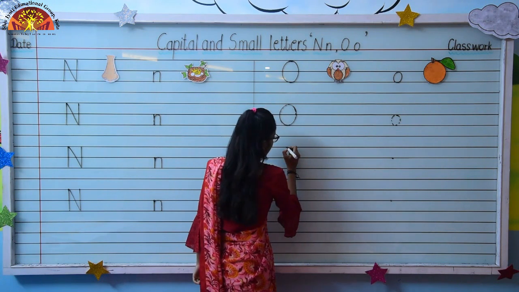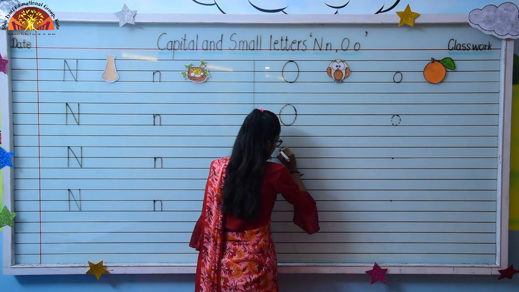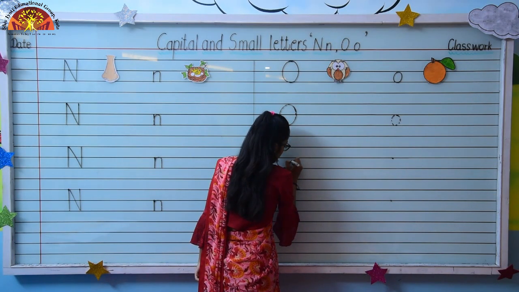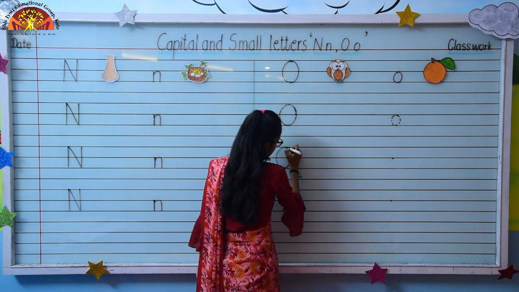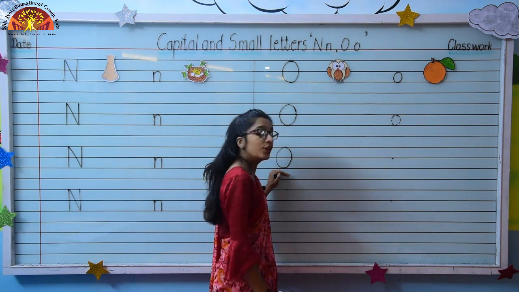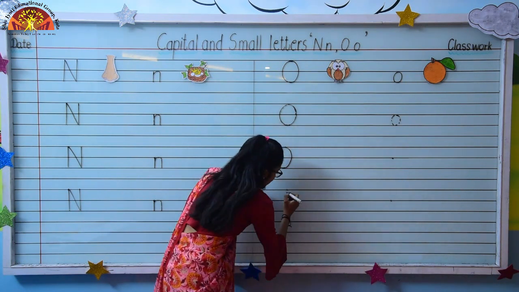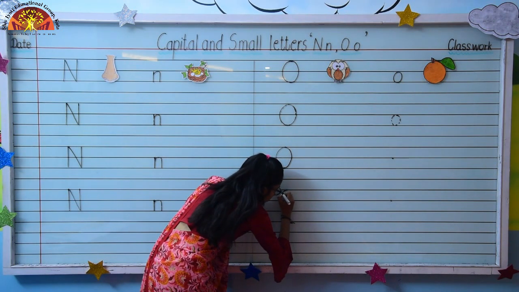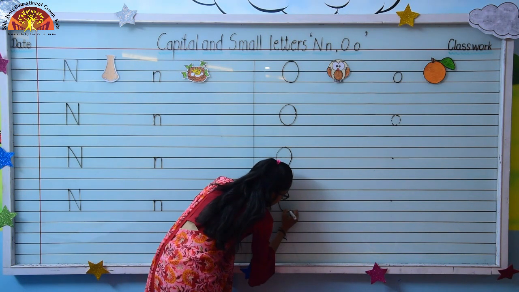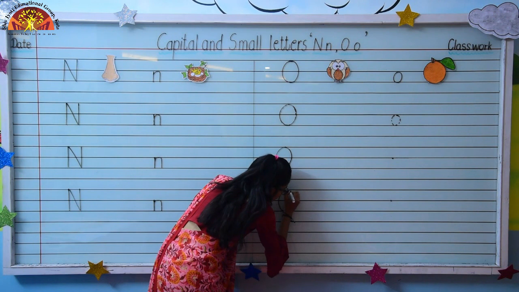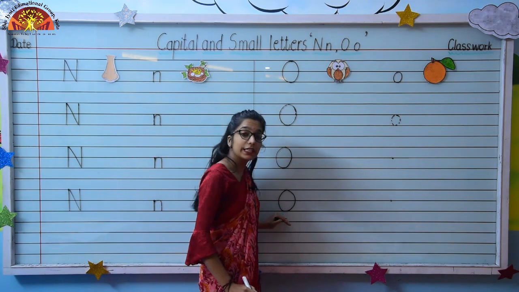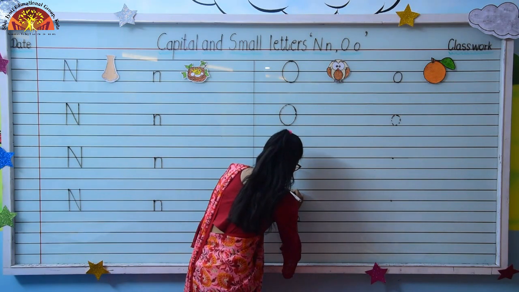Look here. Make a long curve. One more long curve in the opposite direction and join. This is capital letter O. Let's write one last time. Start from here. Draw a long curve. One more long curve in the opposite direction and join. Like this. This is capital letter O.